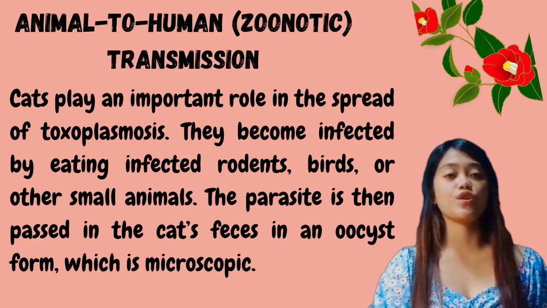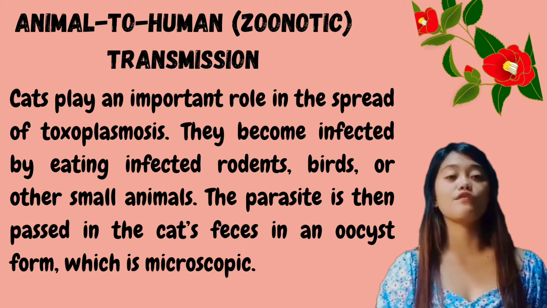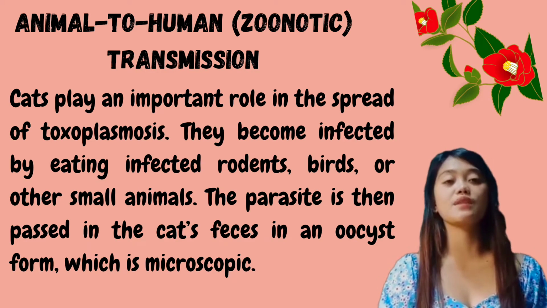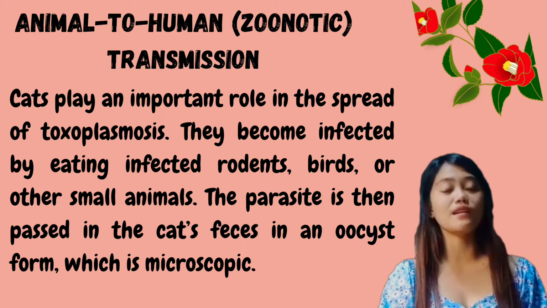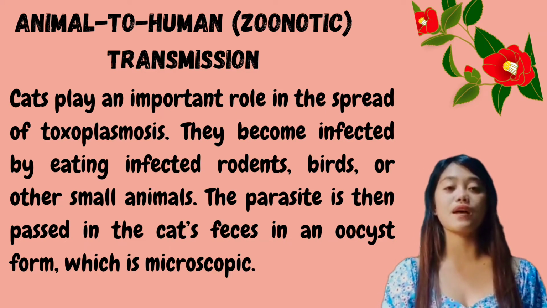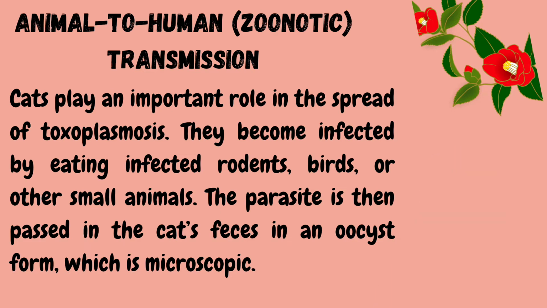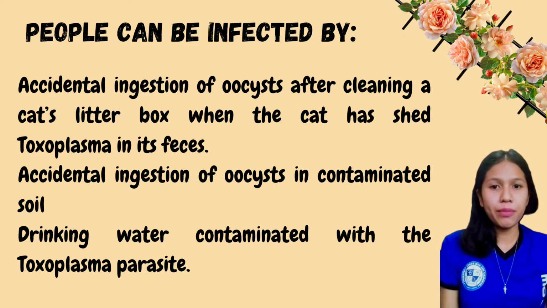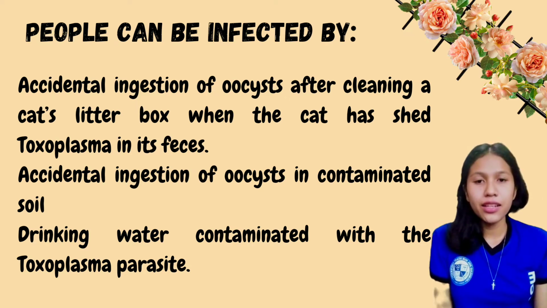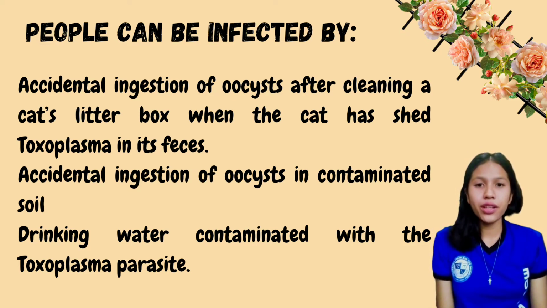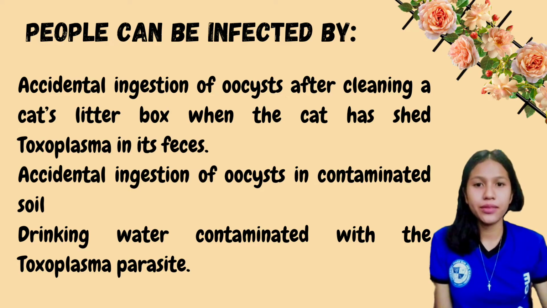Animal to human transmission. Cats play an important role in the spread of toxoplasmosis. They become infected by eating infected rodents, birds or other small animals. The parasite is then passed in the cat's feces in an oocyst form, which is microscopic. People can be infected by accidental ingestion of oocysts after cleaning the cat's litter box when the cat has shed Toxoplasma in its feces, accidental ingestion of oocysts in contaminated soil, or drinking water contaminated with the Toxoplasma parasite.